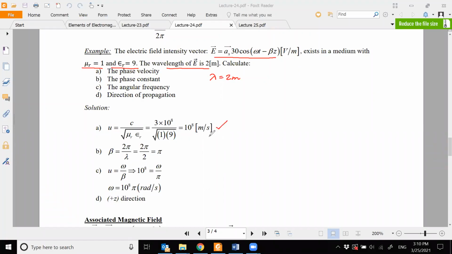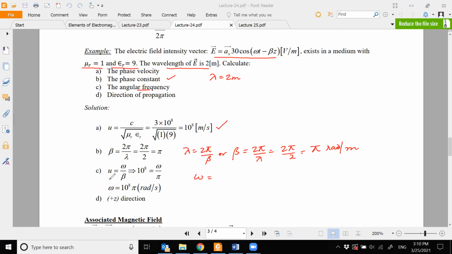As we can see, the velocity in this medium is less than the velocity of light. Then the phase constant beta: lambda is 2 pi over beta, or beta is 2 pi over lambda, and lambda is given to us as 2. So it is 2 pi over 2, that is pi radians per meter. Then the last thing is the angular velocity omega. If you look at it, it's not given here.